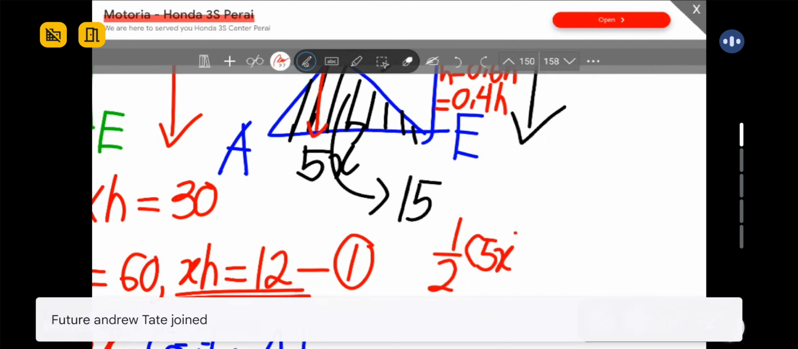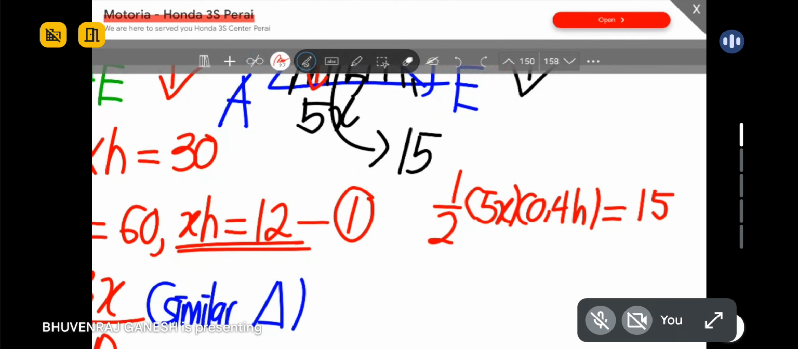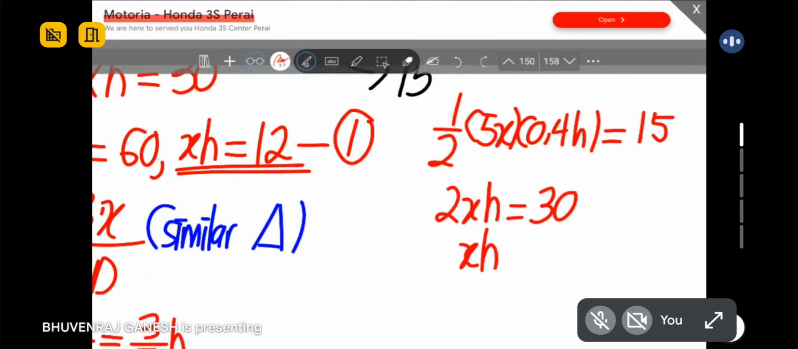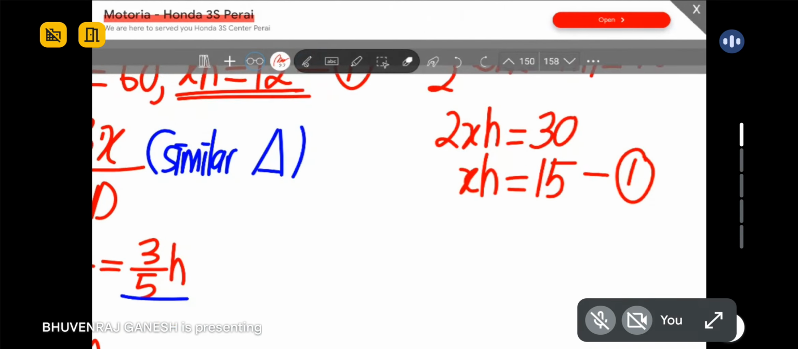And then the base, you already have it, is 5x. So half times 5x times 0.4h is equal to 15. This is your equation. You just need to simplify, so you will get 2xh is equal to 30. So xh is equal to 15. First equation. Until here, does everyone understand how I get xh equal 15?